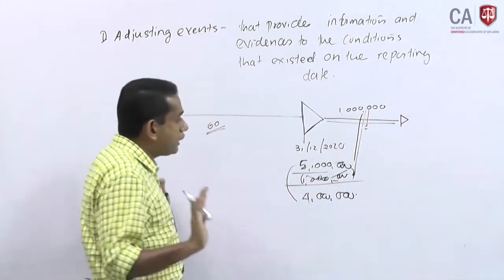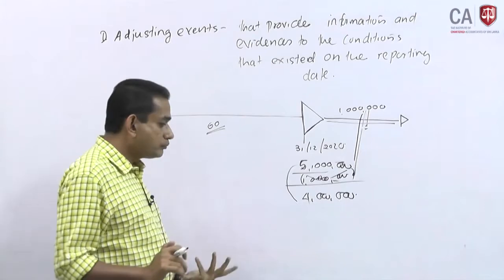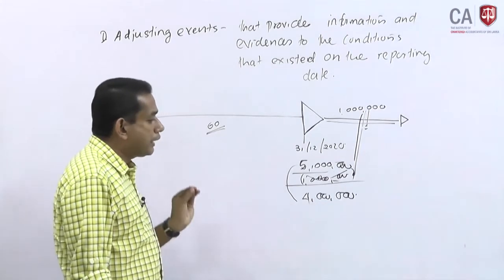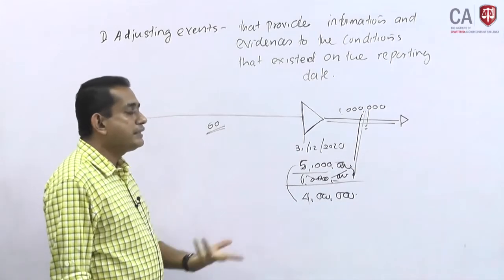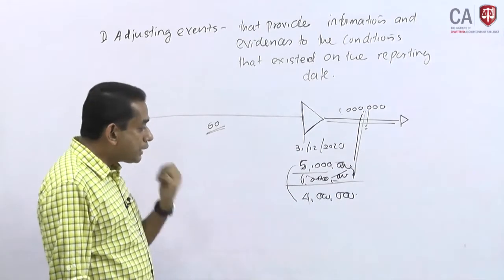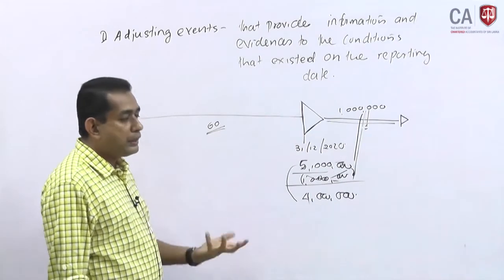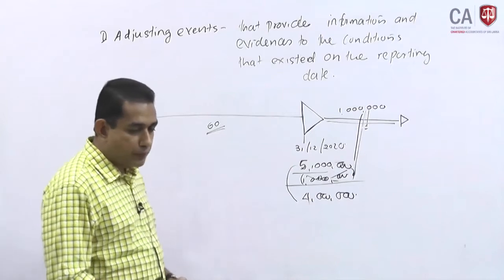That is why we have taken them into two categories as adjusting and non-adjusting events, and this particular event became an adjusting event, and let us see how it was decided to be of the adjusting event category, and let me take some more supporting examples.